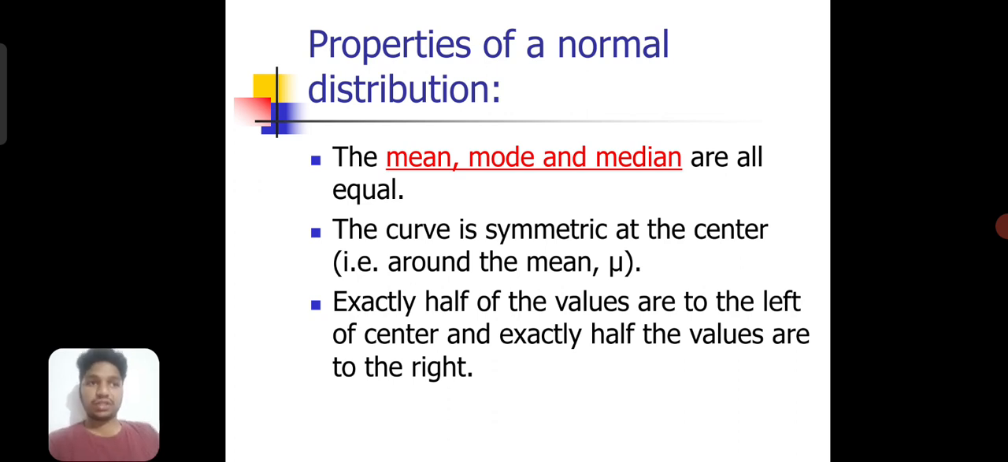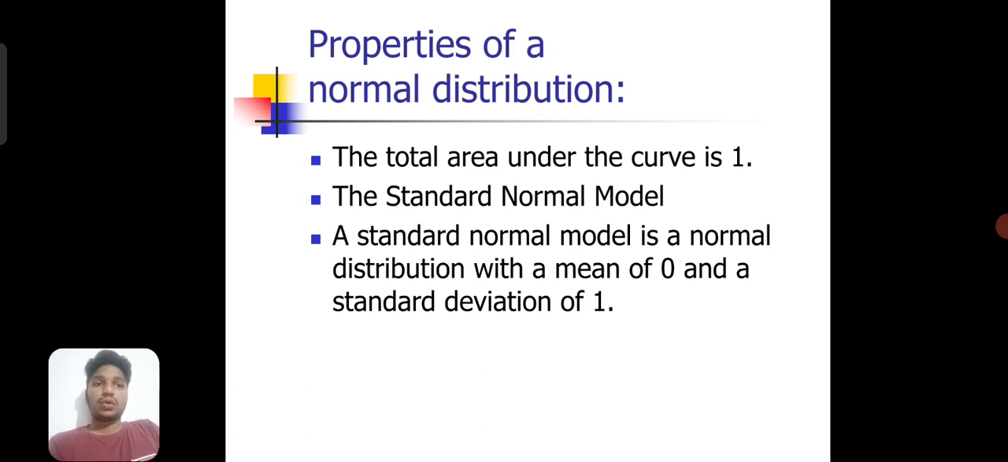Properties of a normal distribution: the mean, mode and median are equal. The curve is symmetric at the center around the mean mu. Exactly half of the values are to the left of the center and exactly half of the values are to the right. The total area under the curve is 1. The standard normal model is a normal distribution with a mean of 0 and a standard deviation of 1.